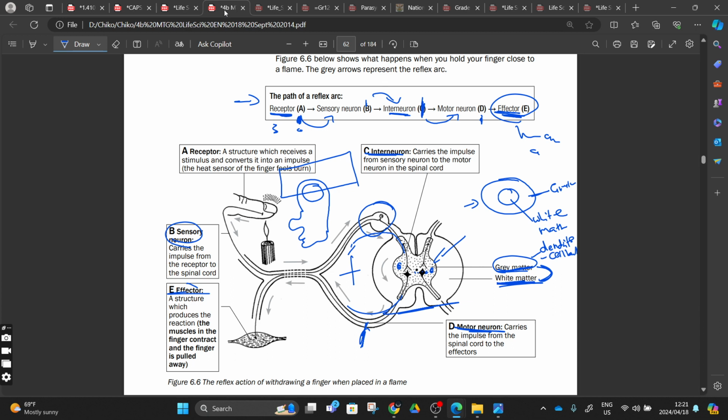Inside the gray matter is where we see the transfer of impulses from the sensory neuron to the interneuron, and from the interneuron to the motor neuron. We see it happening inside the gray matter of the spinal cord. I told you that when this impulse arrives at the spinal cord, a reflex arc is going to be completed.